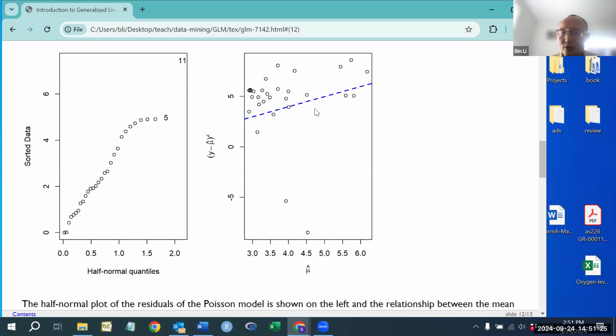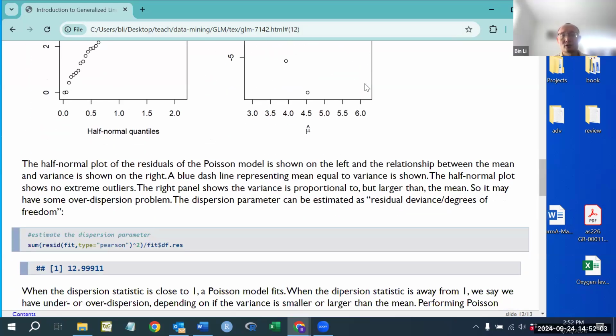Okay, so this blue dashed line is the curve that shows the mean and variance are the same. If mean and variance are exactly the same, all the points should fall exactly on the line. But you can see here, we do see some trend for the mean and variance. When the mean increases, the variance increases, right? But obviously the variance is usually larger than the mean because most of the points are above this line, right? So we see some over dispersion problems, okay?